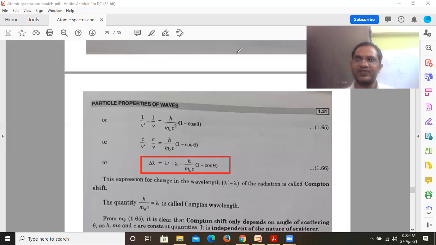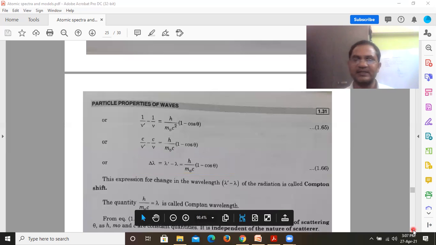How much has the wavelength changed between the incident photon and the scattered photon? Here the wavelength increased and the frequency is decreasing. Delta lambda equals lambda dash minus lambda, which equals h by m naught c into 1 minus cos theta. Here let us see some cases.